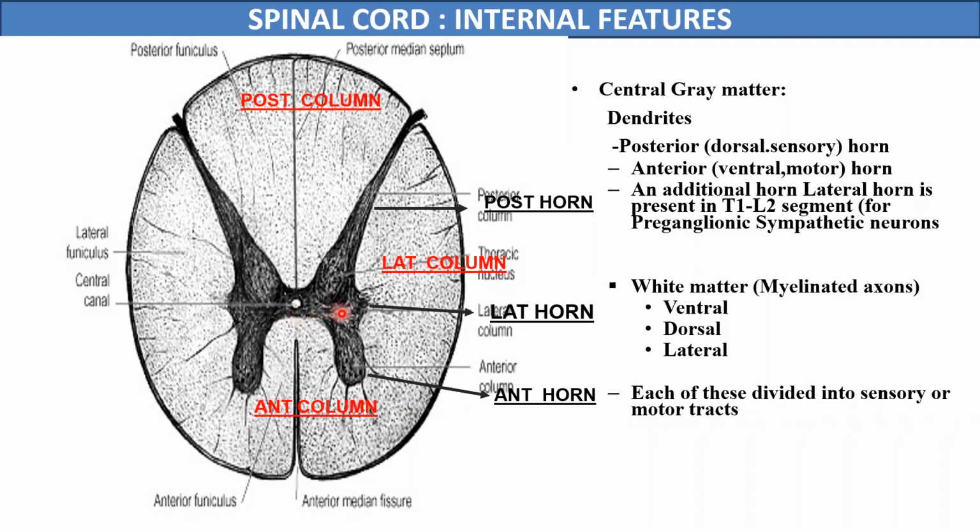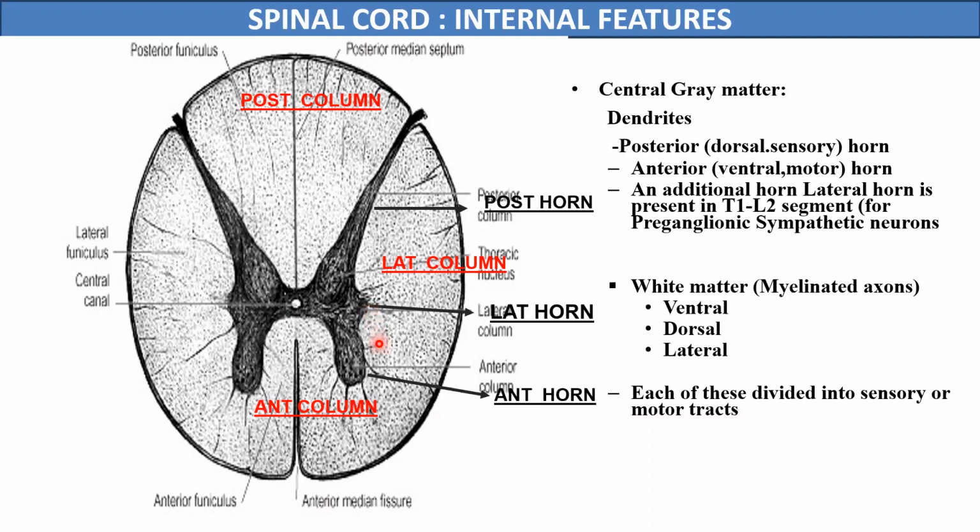Each limb of the H has an anterior or ventral horn, which is motor in nature, and the neurons in this horn are motor neurons, while the posterior or dorsal horn of the gray matter is sensory in nature. In the T1 to L2 segments of the spinal cord, there is an additional horn, the lateral horn, which contains preganglionic sympathetic neurons.